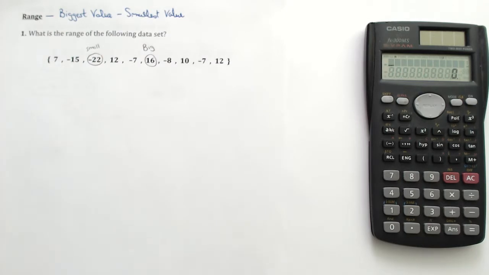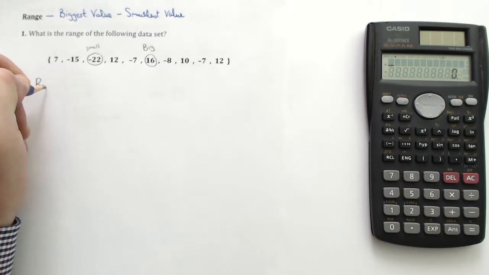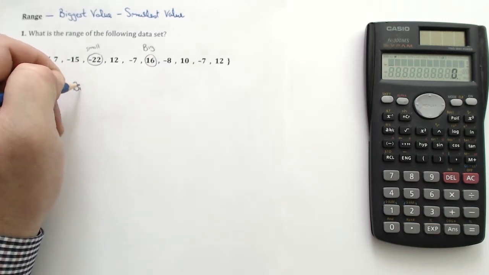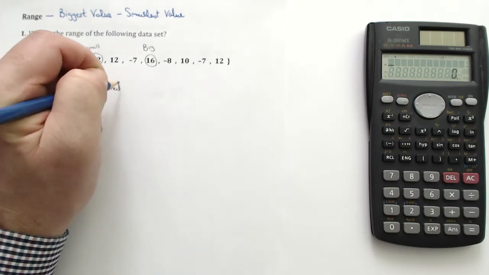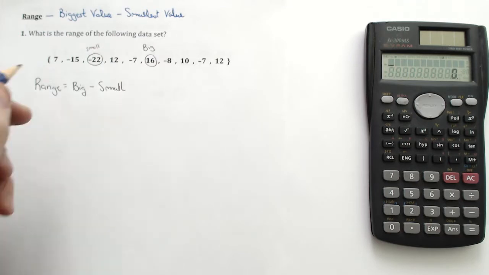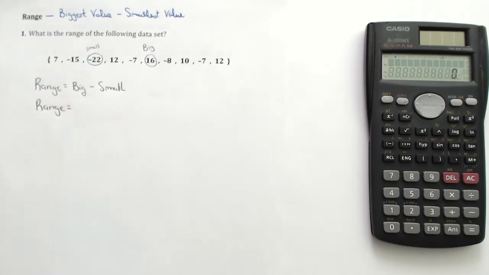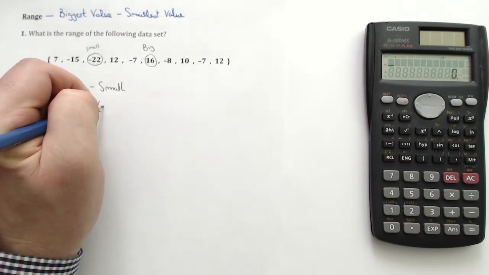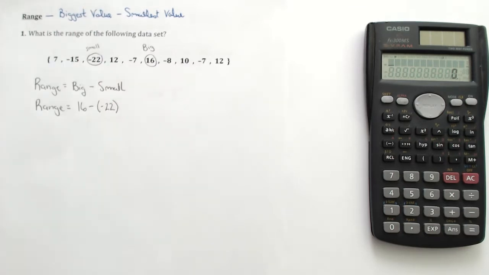And so to do the range, all we have to do is say, okay, range will be equal to big minus small. And that means that in this case, the range will be equal to 16 minus, now here you have to be careful, negative 22. And that can be a calculator issue.